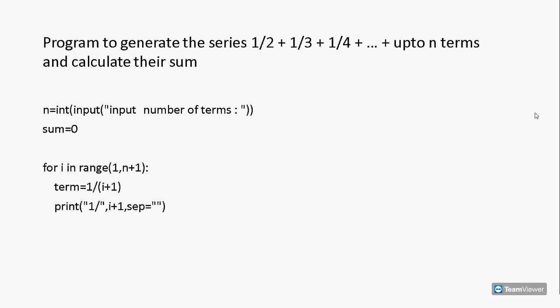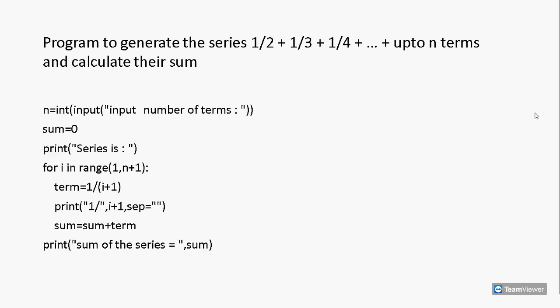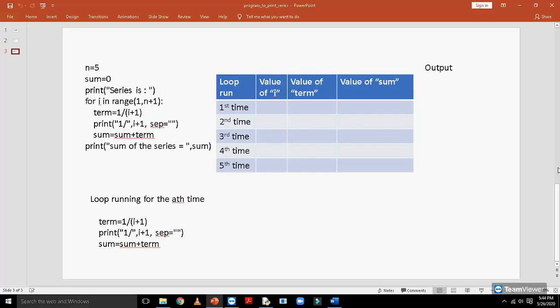Then to calculate the sum, we will take a variable sum and initialize it to 0 outside the loop. Then in the loop, we will add the value of sum and term and assign it to the variable sum. Now to display the value of the final sum, we are using the print statement outside the loop. Just to format a bit, before the terms start to print, we are using this print statement before the loop begins. Now let's see how the program progresses for each iteration.